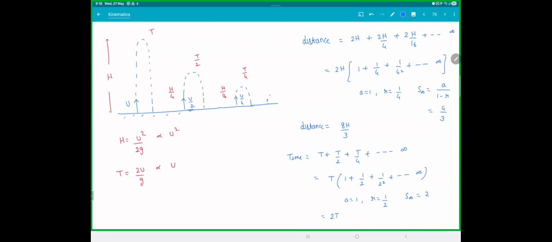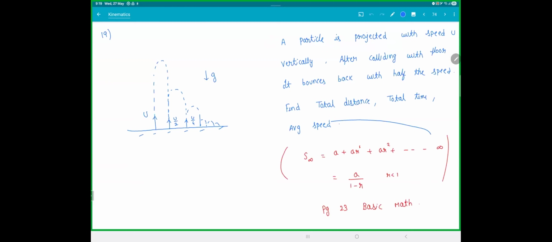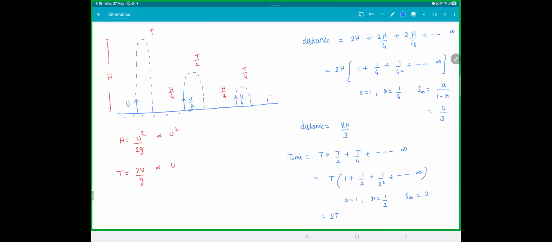All clear with this? That is how they mix up that infinite GP and everything. Any doubts on this? All clear with the steps. So main thing, in case you don't know this formula, that would have been a little difficult, but you can refer to that. We have done this in basic math. Any doubts on this? Clear? Tanmay, Shlok? Sir, I didn't understand how we got distance equal to 8h by 3. So this is 4 by 3 and this is 2h. So multiply.